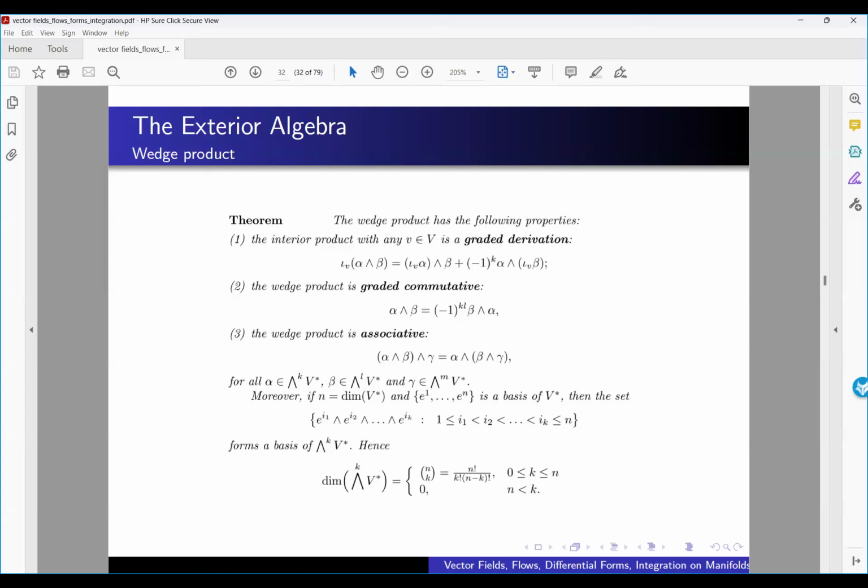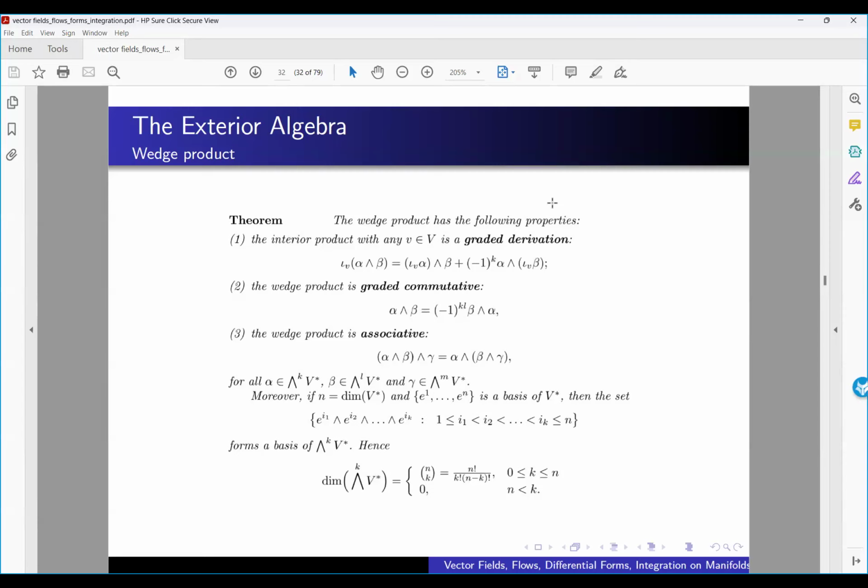of these spaces. The dimension of the kth exterior power of V star is n choose k when k is between 0 and n, and is 0 if you have more vectors than the degree, so when n is less than k. And we even have a basis of the kth exterior power, which is given by the wedge product e^1 wedge e^2 up to e^k, where the indices form any k-tuple of increasing indices from the basis.